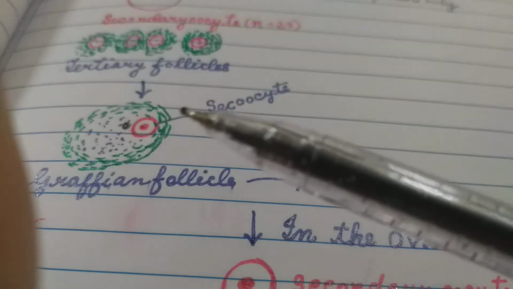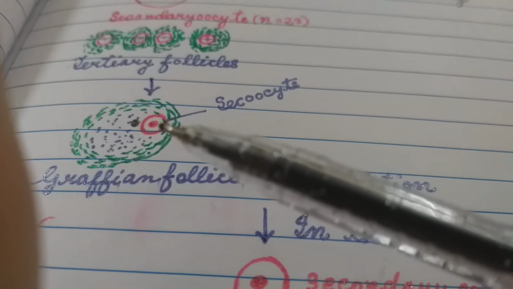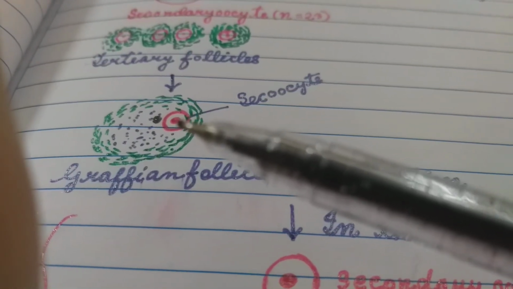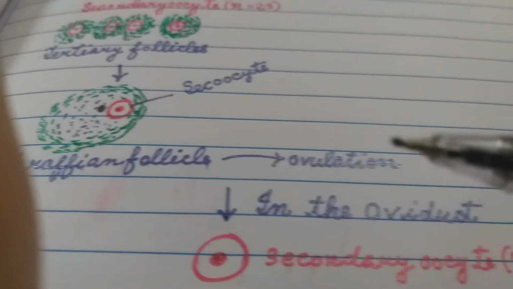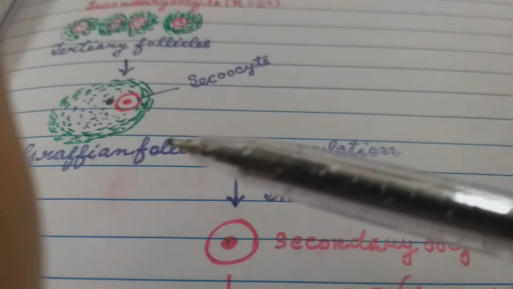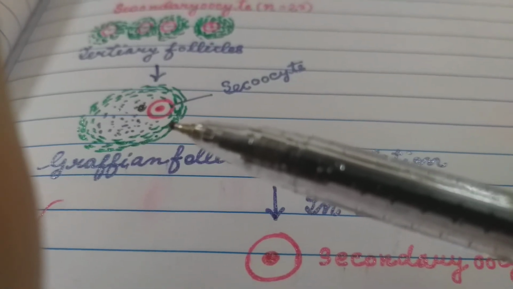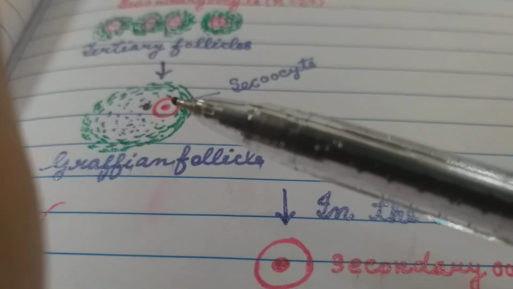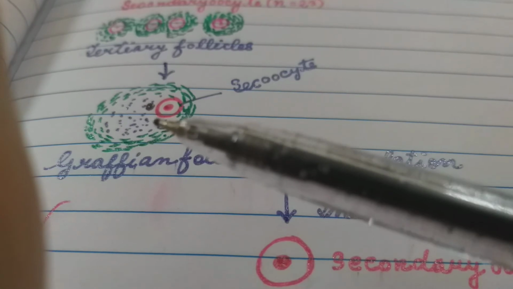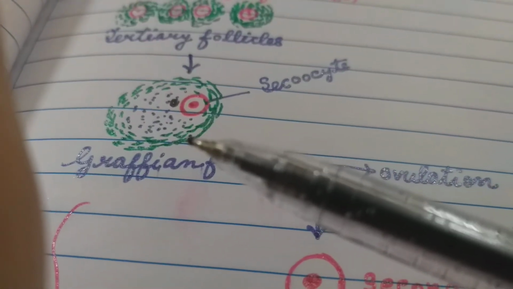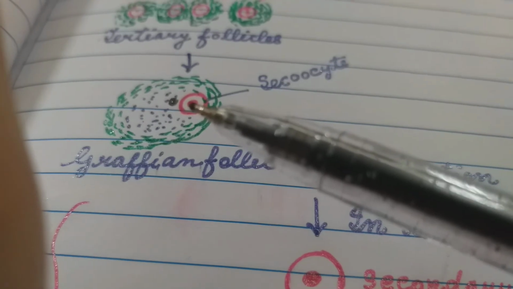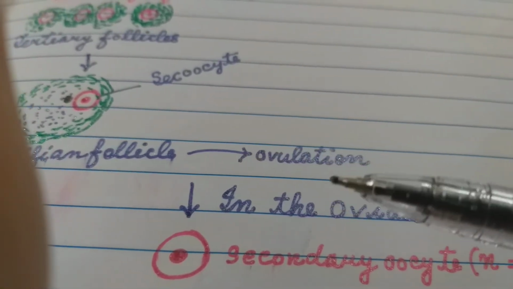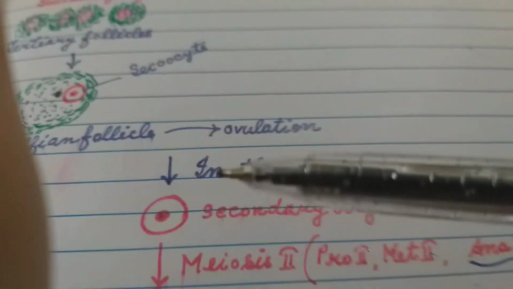Ovulation means what? Release of secondary oocyte from the ovary into the oviduct. Please remember, only the secondary oocyte is released from the ovary into the oviduct. The rest of the Graafian follicle remains inside the ovary. After the secondary oocyte is released, the Graafian follicle becomes empty. It is left in the ovary. Only the secondary oocyte is released into the oviduct. So ovulation is complete. Now secondary oocyte is in the oviduct.